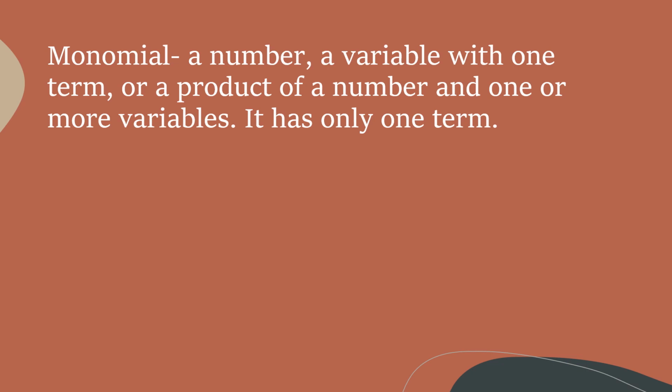So when we say monomial, it is a number or a variable with one term only, or a product of a number and one or more variables. It has only one term. So madali lang pong intindihin kung ano po ang monomial. Kasi daw, pag sinabi nating monomial, kapag siya is isang number lang, or kapag siya is variable lang, or pag siya is product ng number at saka ng variable.